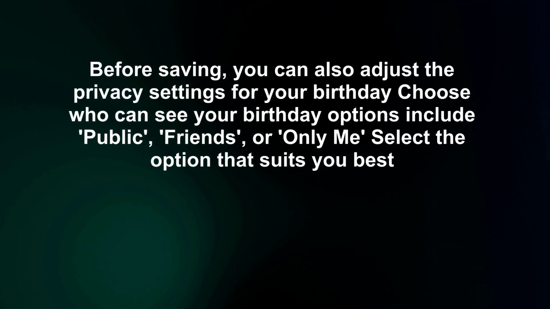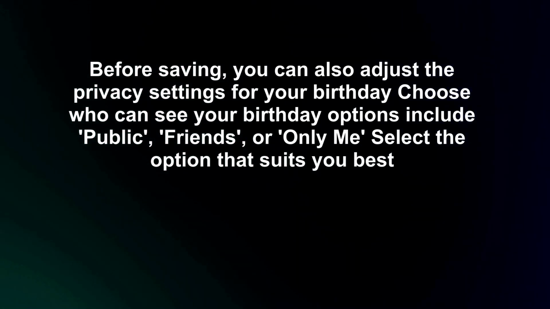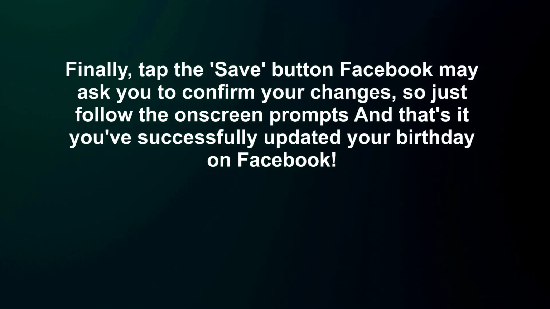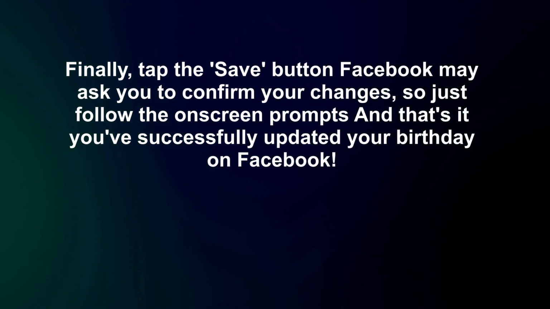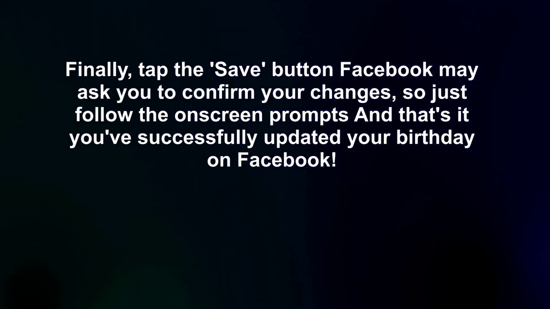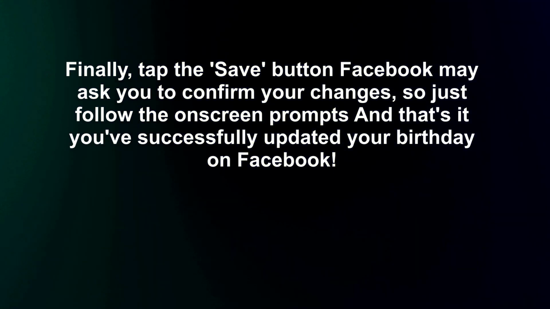Choose who can see your birthday. Options include public, friends, or only me. Select the option that suits you best. Finally, tap the Save button. Facebook may ask you to confirm your changes, so just follow the on-screen prompts and that's it. You've successfully updated your birthday on Facebook.